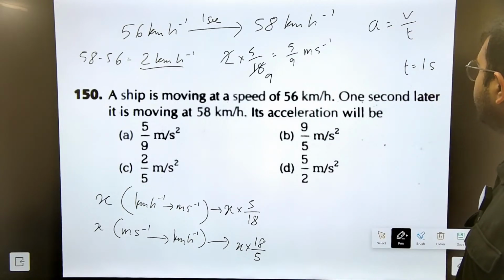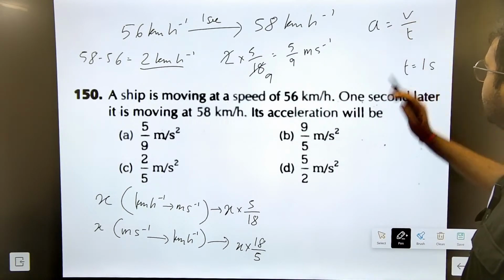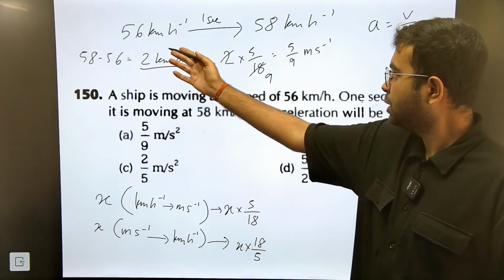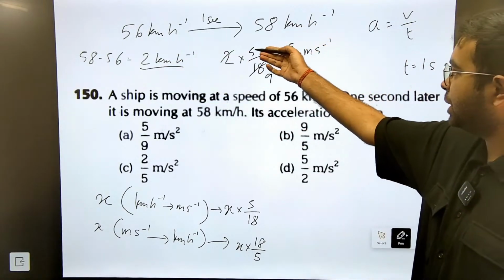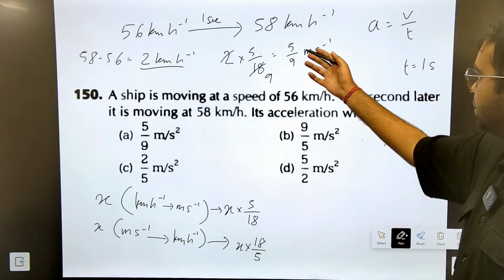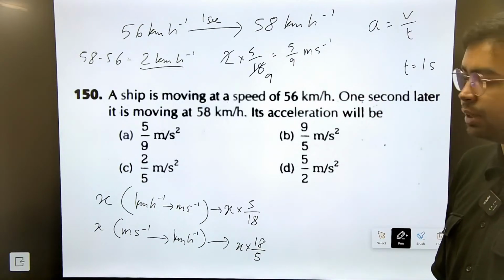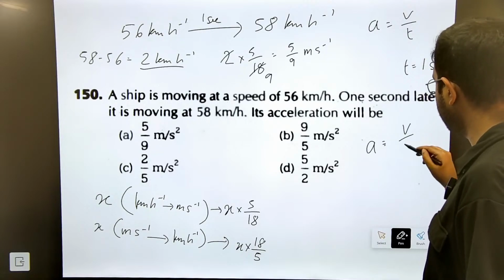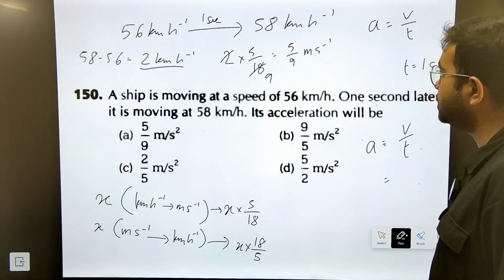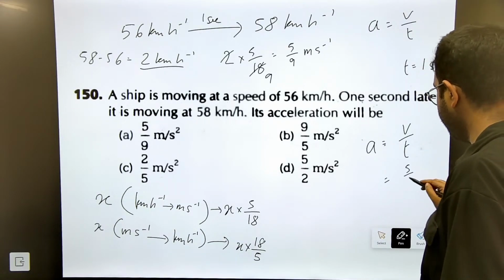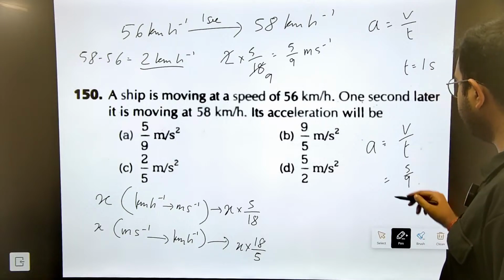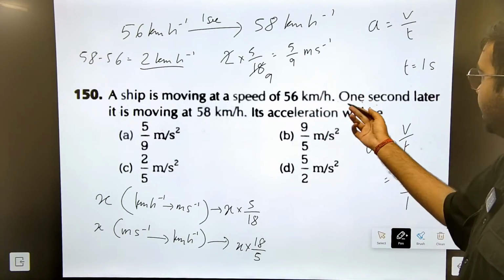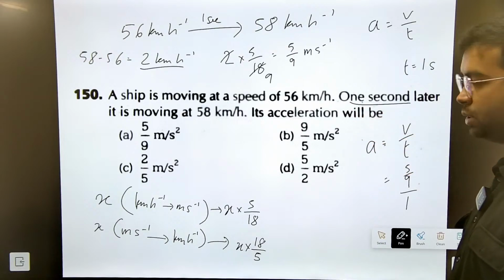Now what do we have to do, we need to find acceleration, acceleration equal to change in velocity by time, the change in velocity is 2 kilometer per hour, we converted it to meter per second by multiplying by 5 by 18, the value we got is 5 by 9 meter per second, okay. Now acceleration equal to v by t, what is v, 5 by 9, okay, and t, it is 1 because the ship accelerated for 1 second is given in the question.